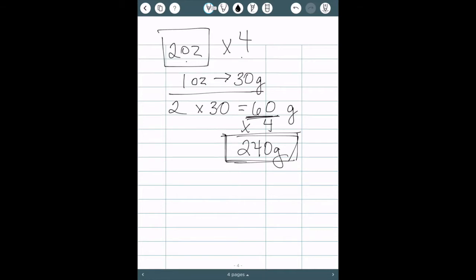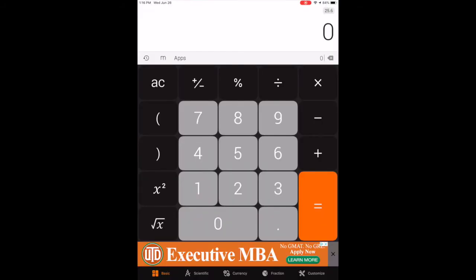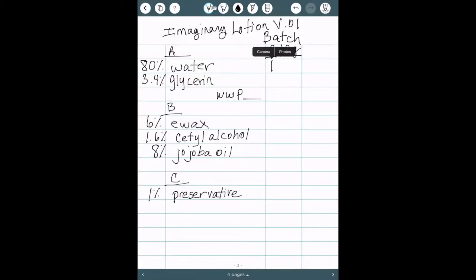That's our batch size. So this is our formula that we made. If I'm going to make a 240 gram batch, this is my batch size. Now I just have to multiply 240 grams by each percent. So we'll go to our calculator. So we're in our calculator. We want our 240 gram batch, 80% equals 192 grams. So we would write here 192 grams.